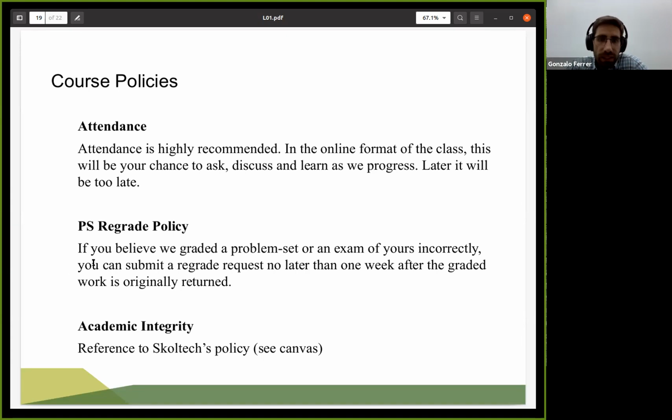Okay, if you think that something was graded incorrectly, you can ask about the grading policy. Just send an email to all of us. And yes, academic integrity, there's a link in Canvas. So, I mean, these are common things, right? The most important one is that copying is forbidden, right?